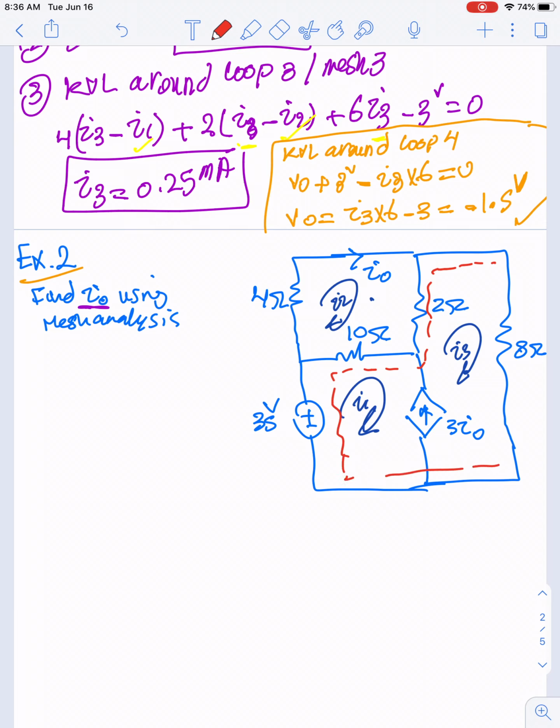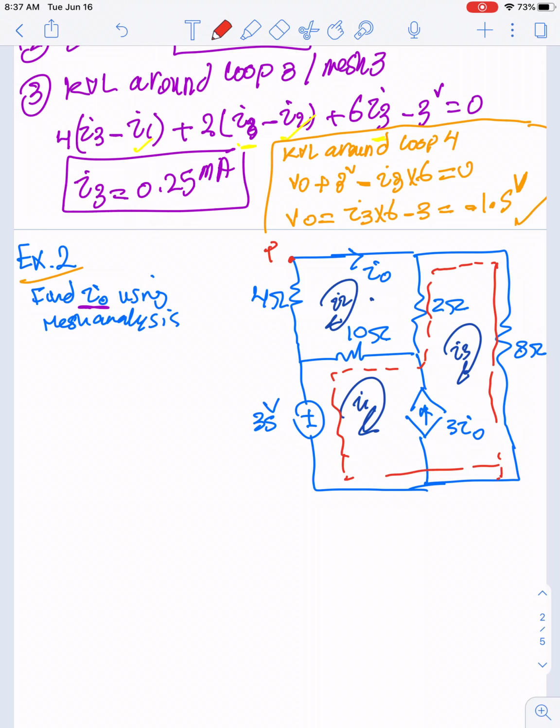According to 1A, I will be able to combine these 2 meshes together because this current source is common between mesh 1 and mesh 3. Also, here we have something really interesting: we know that the current of that branch is IO. As long as the current of that branch is IO, I will be able to relate IO with I2. How can we do it? We can do KCL around node P.